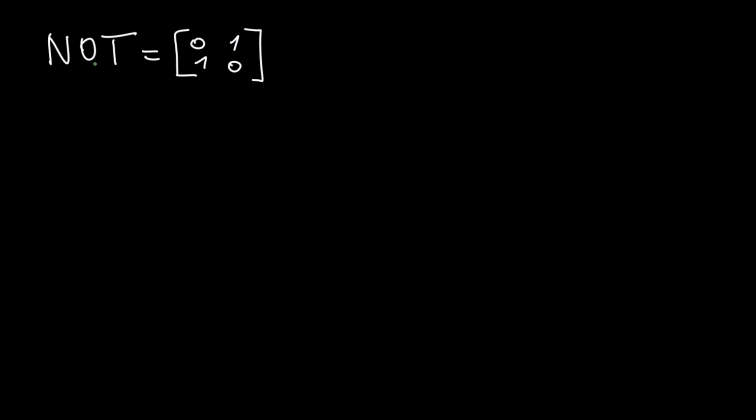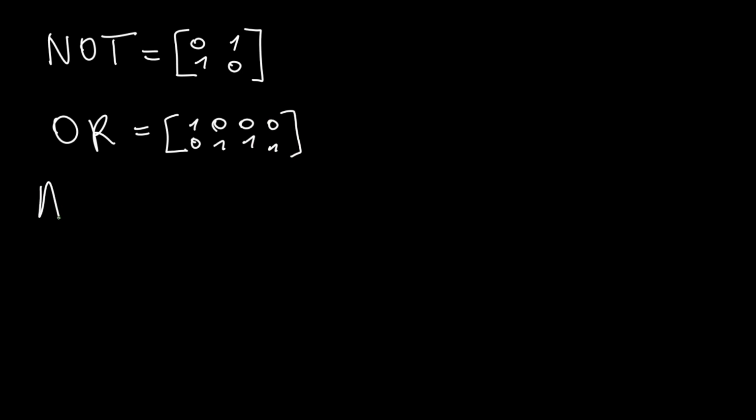Let me write those down. Not, or, and would be 1, 0, 1, 0, 0, 0, 1. Here you go. And what are we gonna do? We're gonna multiply. So basically, if we want to show the evolution, we're gonna change the state.